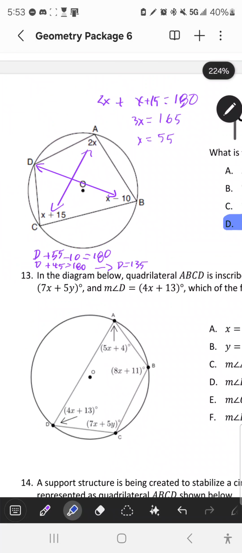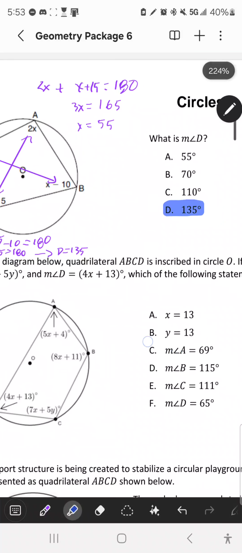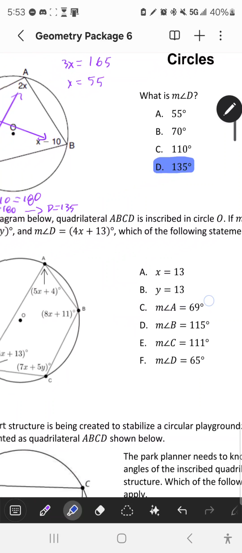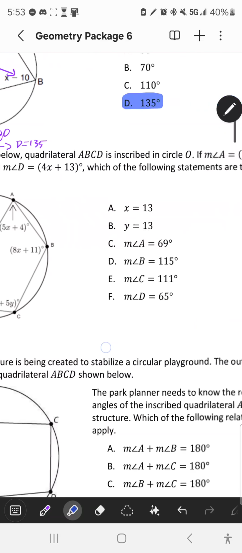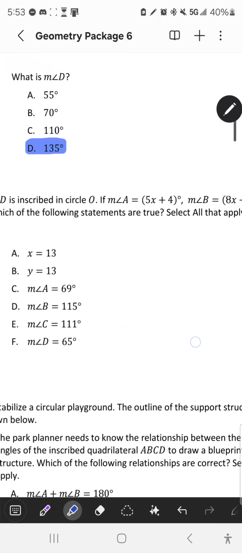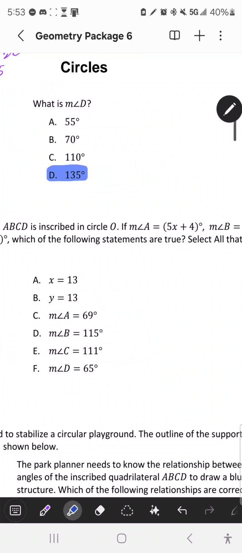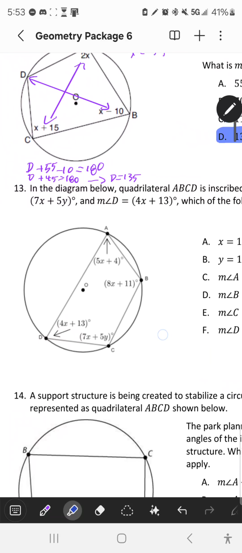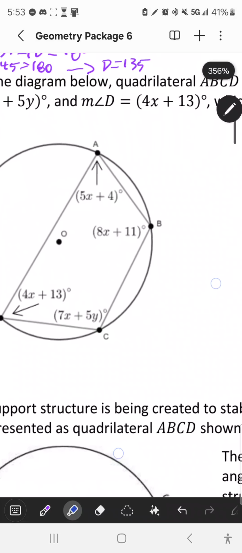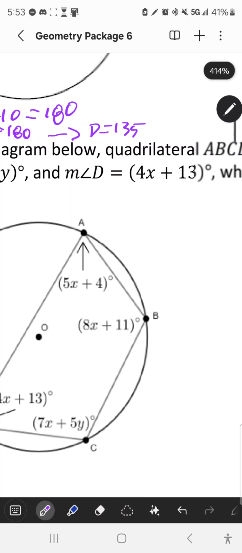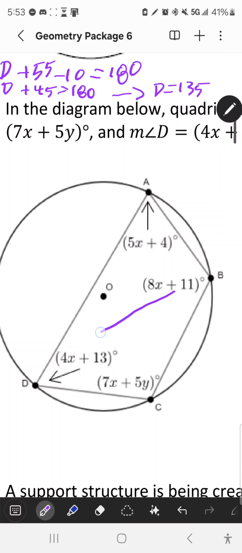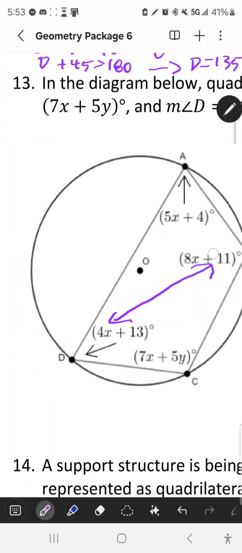Now 13. In the line below, quadrilateral ABCD is inscribed in a circle. Okay, quadrilateral inscribed as well. And we have the sizes labeled. If the following statements are true. Okay, we need to solve for x and for y. First, let's solve for x. These are the opposite angles. They add up to 180.